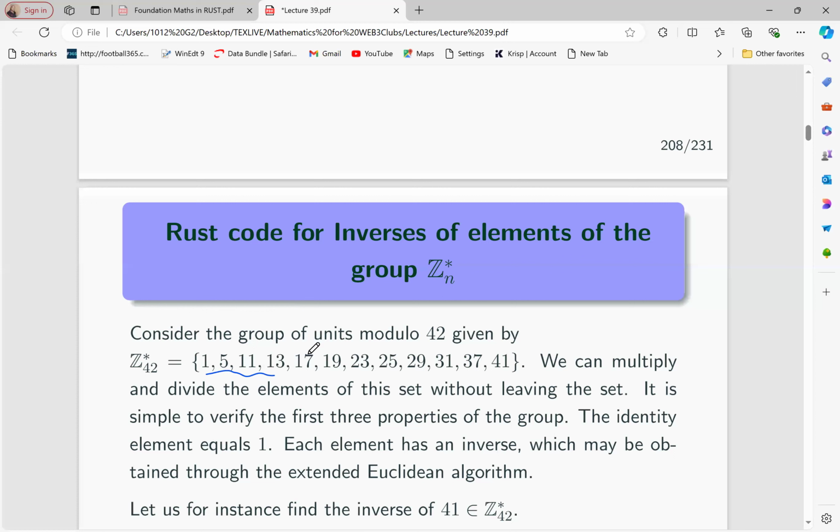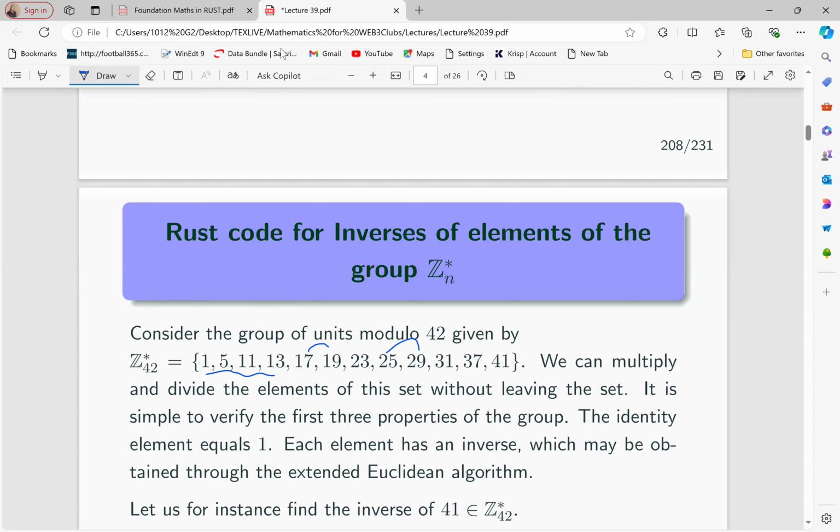Of course, we know that this group is closed. If I multiply 17 and 19, I would get another element of this set. If I multiply 25 and 29, I will get another element of this set. So it's closed. Is that okay? Yes. So the question is, what are the inverses?